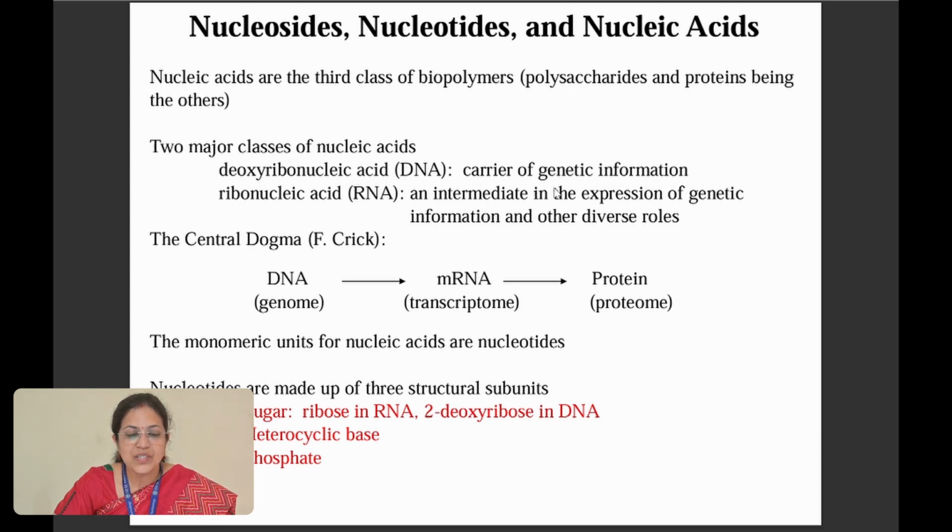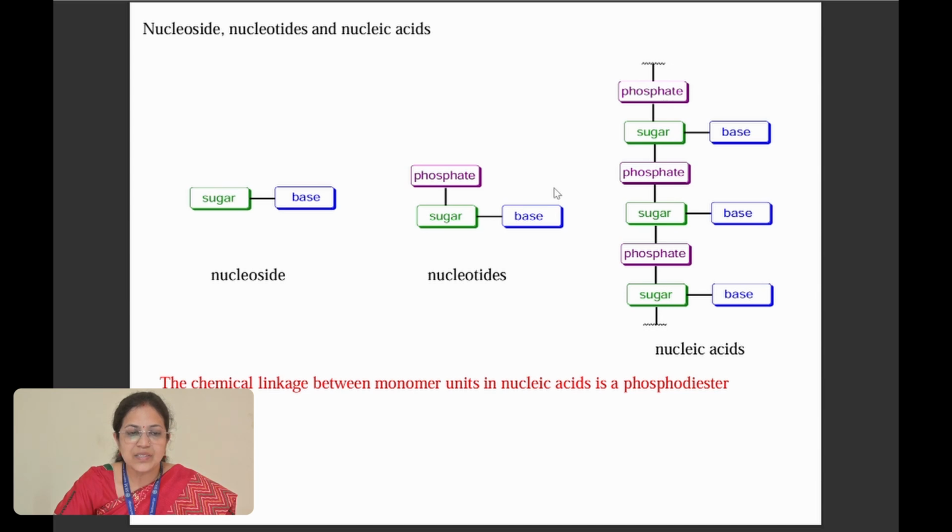Now the nucleotide structure is made up of 3 subunits: a sugar, a heterocyclic nitrogenous base and a phosphate group. This is the overview of a nucleoside, nucleotide and nucleic acids. A nucleoside consists of only a sugar and a base. In a nucleotide, phosphate is bonded with sugar and sugar is bonded with a nitrogenous base. In nucleic acids, the phosphate, sugar and base all align in a double helical structure.